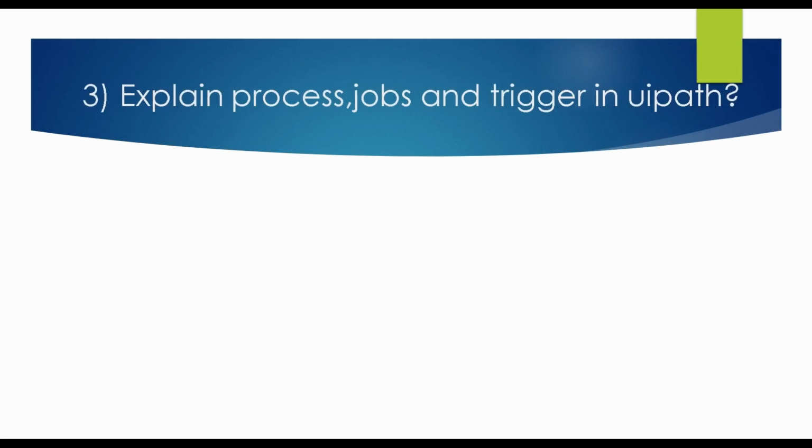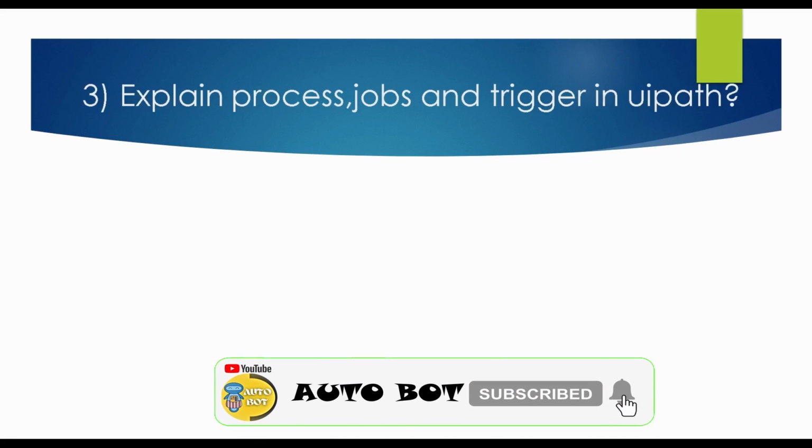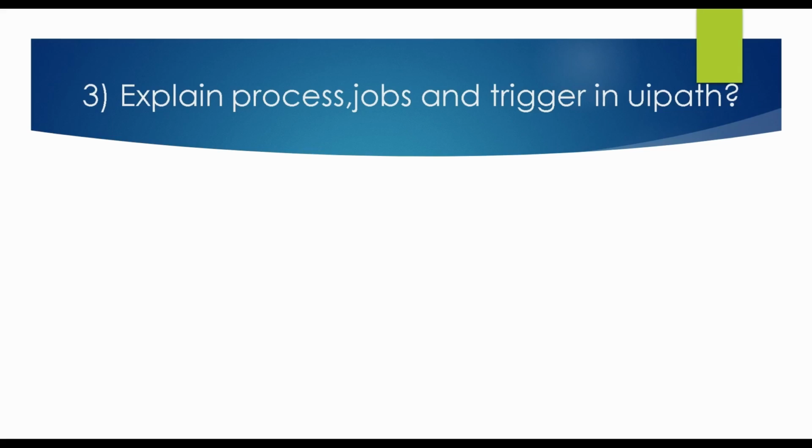Explain process, job and trigger in UiPath. In one of the videos that I have uploaded, the second video in this UiPath playlist, I have clearly explained how you can configure robots to Orchestrator and how you can create processes, jobs and triggers in UiPath. If you haven't watched that video, please do watch it, because it will give you a clear understanding of Orchestrator and its features, and how to configure it with the robot.